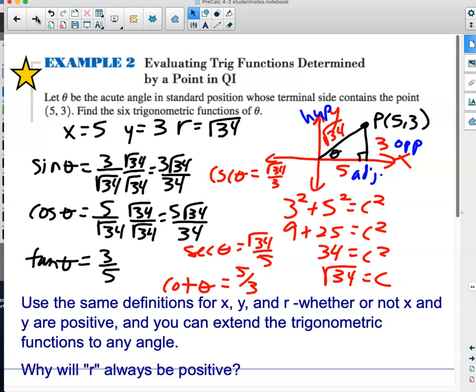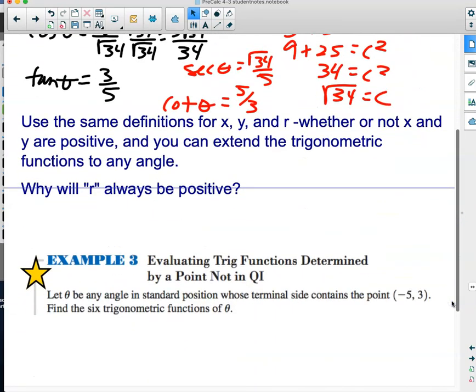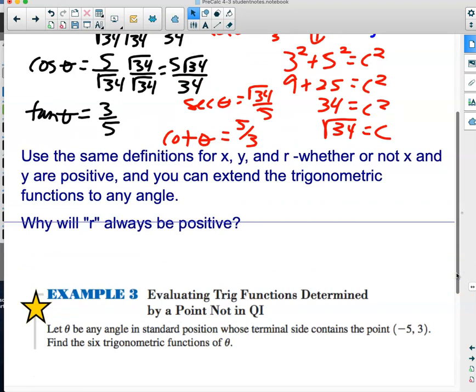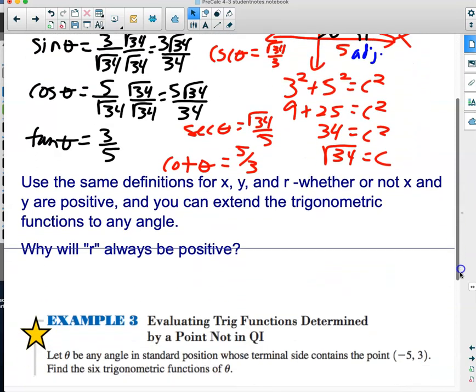When we get to talking about the quadrantals, we have to do coordinate trig. So use the same definitions for x, y, and r, whether or not x and y are positive, and we can extend our trig functions to any angle in any quadrant. And the question here is, why are we always guaranteed that r will be positive? Because r is a distance. It's the distance from 0, 0 to the point. And distances are always positive.